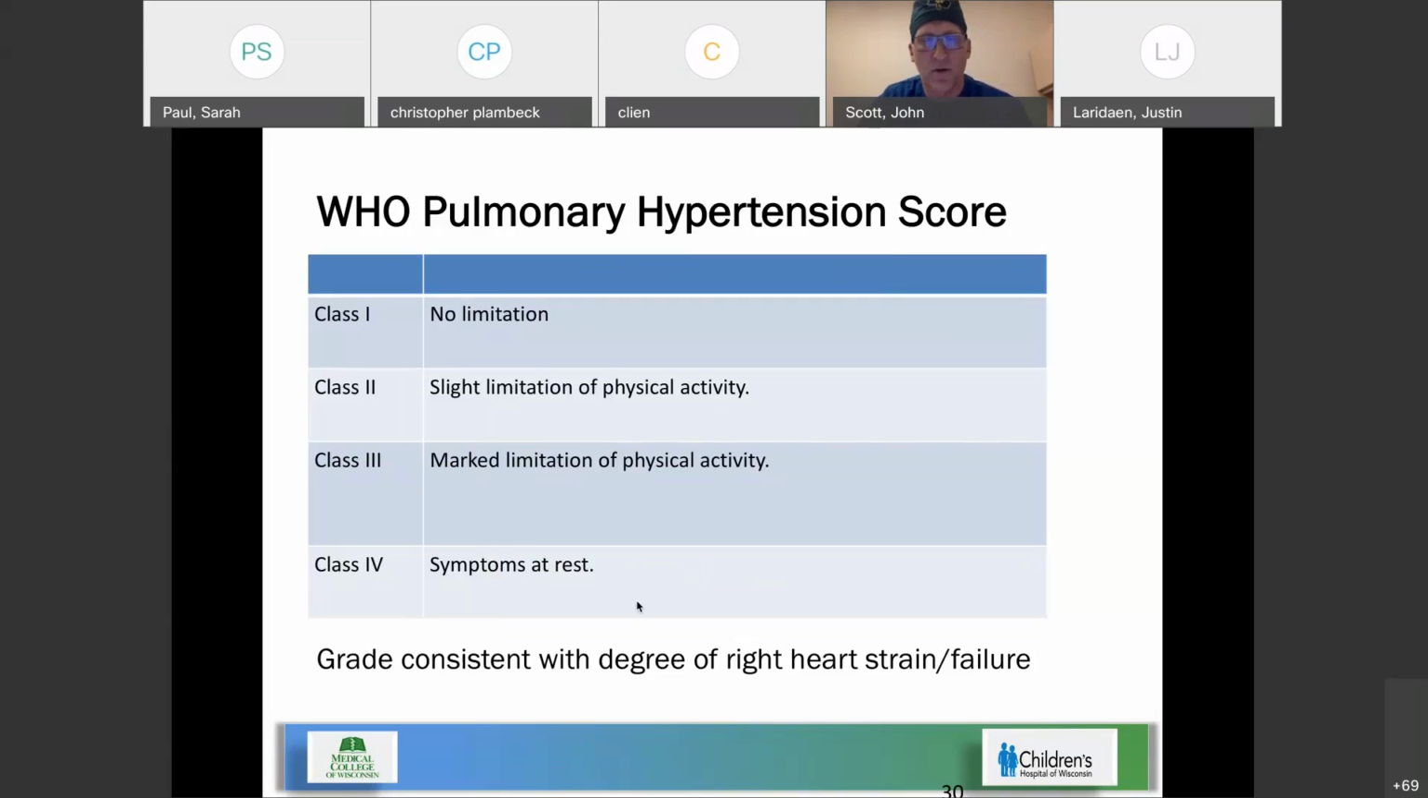So if you're class 1, you have no limitations. But if you have a patient with pulmonary artery hypertension, which is likely systemic pulmonary artery pressures at the class 4 level, they have a high degree of right ventricular strain or failure and are very high risk for perioperative complications.